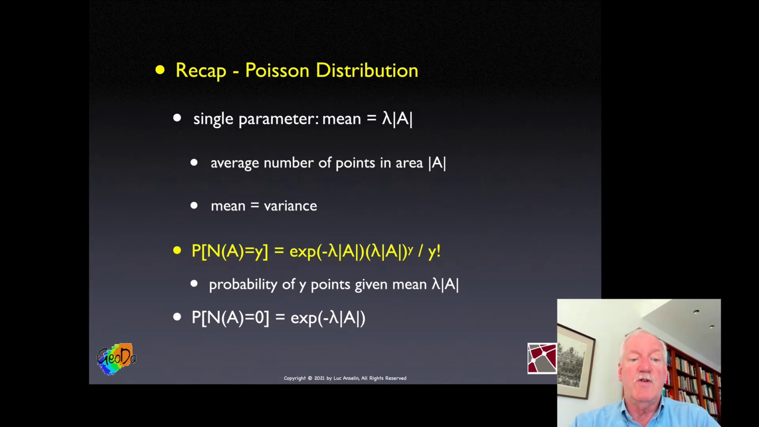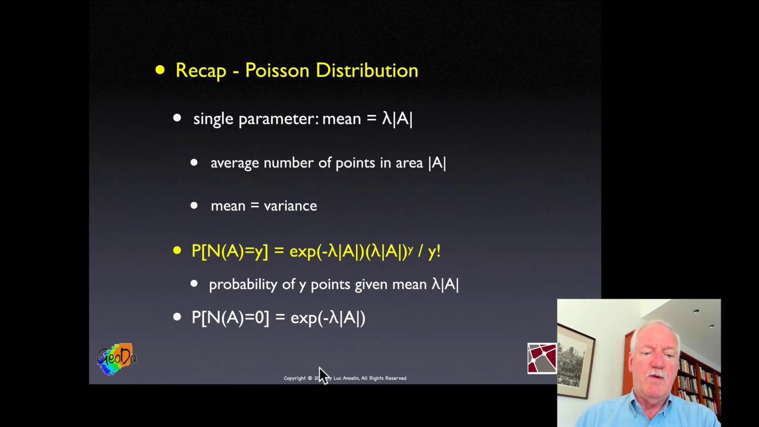And for a Poisson distribution, the mean equals the variance. If the variance is larger than the mean, we call that over-dispersion. If the variance is less than the mean, we call that under-dispersion. But for the Poisson planar process as the null hypothesis, the mean and the variance are the same.